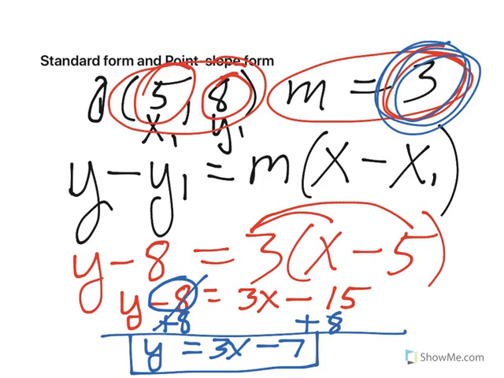So that's the whole point. When you're given a standard form or a point-slope form, the whole idea is, can I get this into slope-intercept form so that I can graph it? And that's why we use those.